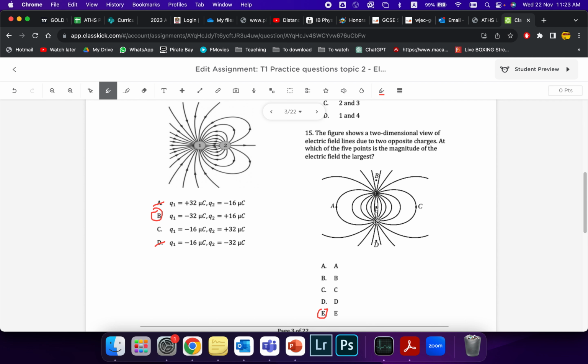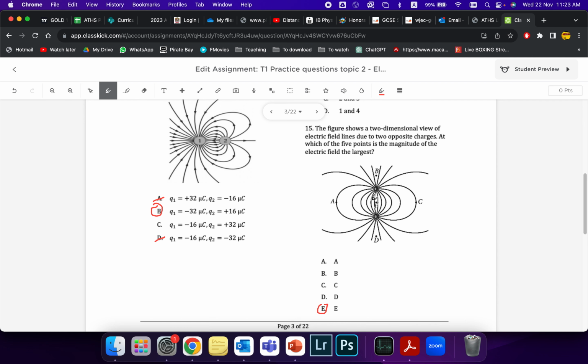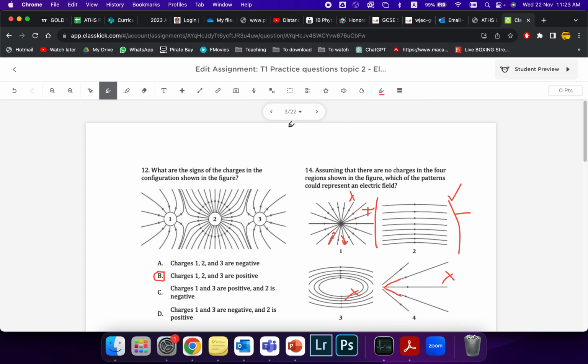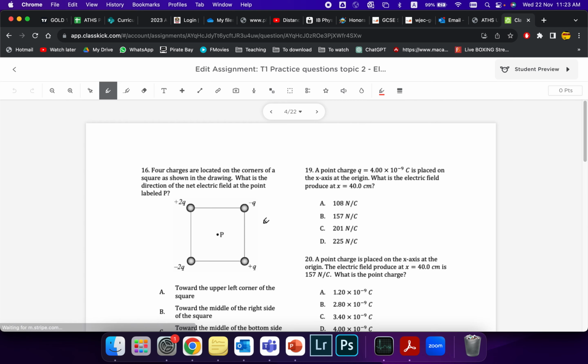If this was repelling, then there will be 0 at E. They would cancel each other out. E would have the weakest field if they were repelling, but they're not repelling. And what I mean by repelling, for example these two are repelling, in between these two, right here, there is nothing happening. So keep that in mind as well for future questions.